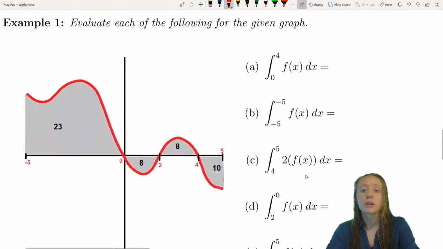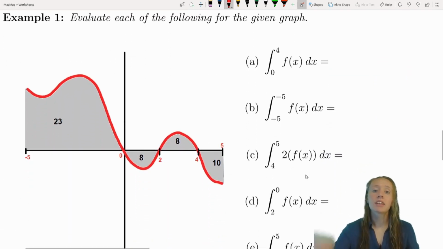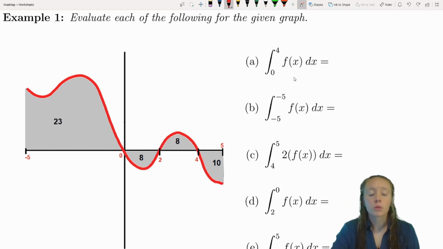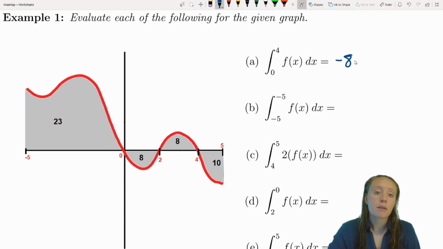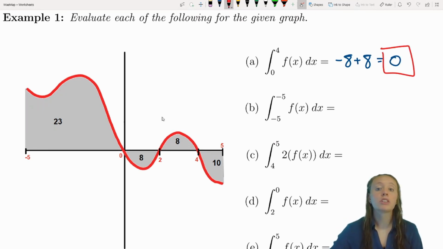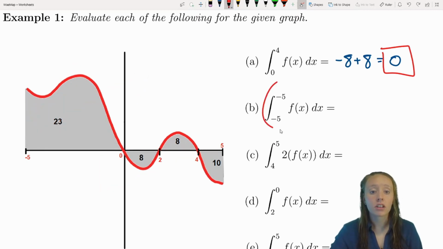In example 1, we're going to evaluate each of the following given the graph. In part A, we're integrating our function from 0 to 4. So from my point 0 to my point 4, I have an area that's below my axis, so that's going to be negative 8, and then I have an area above my axis, so that's going to be a positive 8. Negative 8 plus a positive 8 is going to be 0. Now for B, we don't even need to look at this graph because look at our bounds. From -5 to -5, that's a 0.